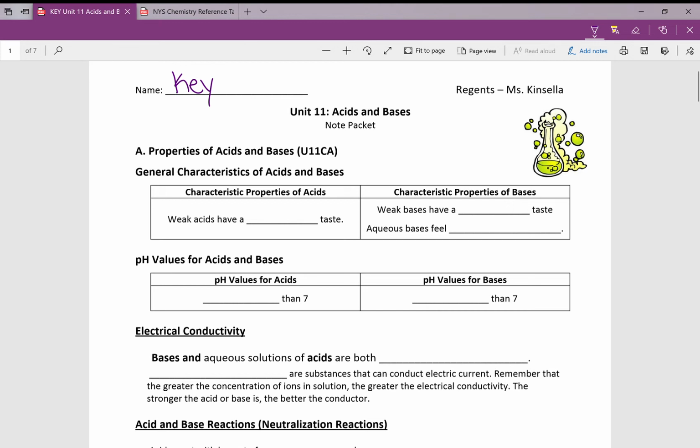Hey guys, we are going to be starting acids and bases, so I'm going to give you a quick run through of general characteristics and properties of acids and bases, and then we'll move on from there.